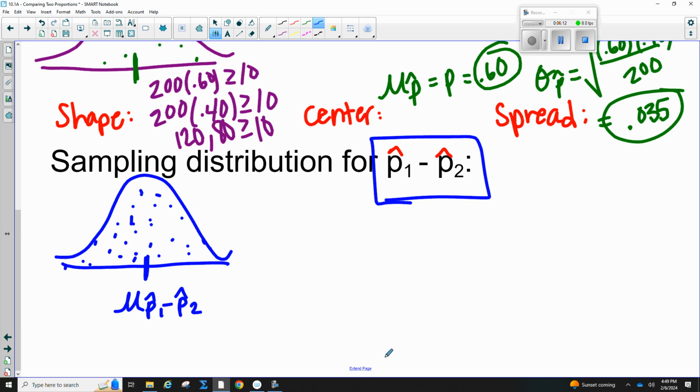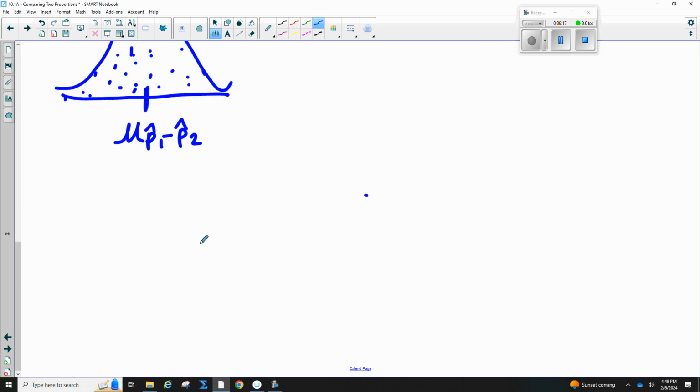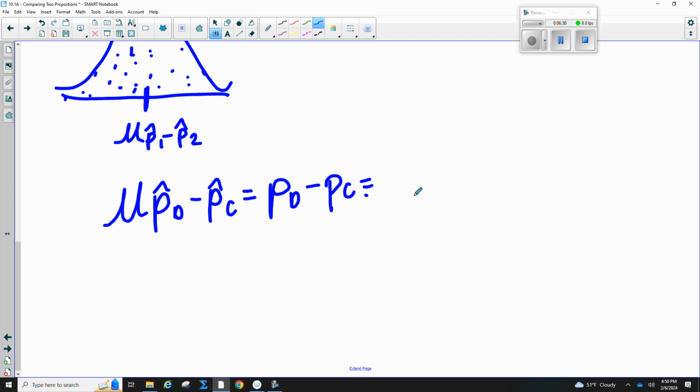Now, if I'm subtracting Devlin minus Chatfield, all right, so maybe I'm doing p hat Devlin minus p hat Chatfield. Well, that's equal to the true proportion of Devlin students who did their homework, minus the true proportion of Chatfield students who did their homework. And we know that it is 80% that did their homework at Devlin and 60% that did their homework at Chatfield. So we would get a 20% for our difference. All right. And how do I check normality?